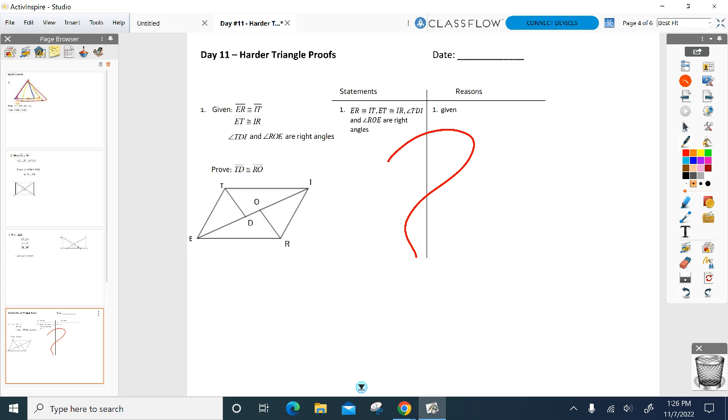All right, here we go. So go ahead, set it up. I'm going to start the same way I've been starting all these proofs. Go ahead, set it up, and then we have to figure out together what I have and what the deal is with the proof statement. ER congruent to IT, ET congruent to IR. And I have a right angle here.